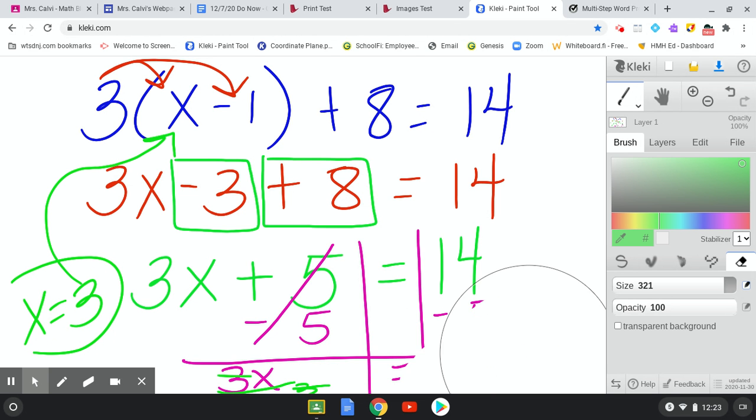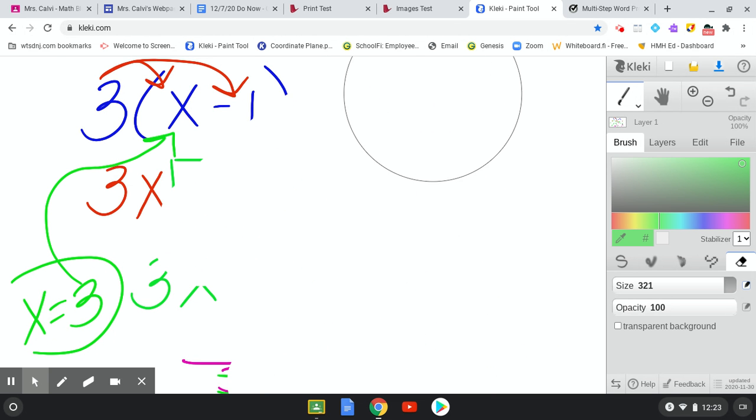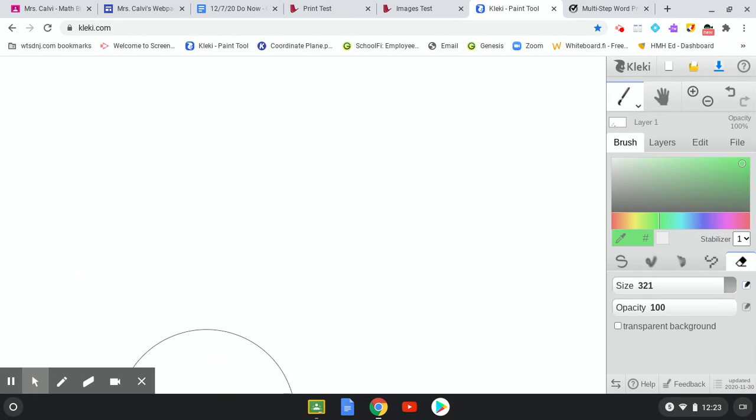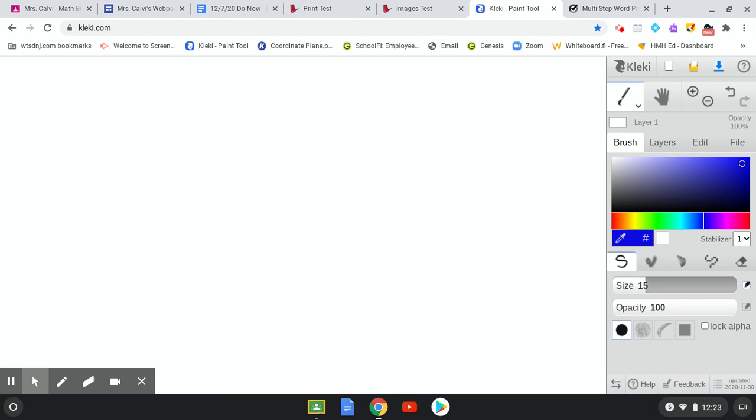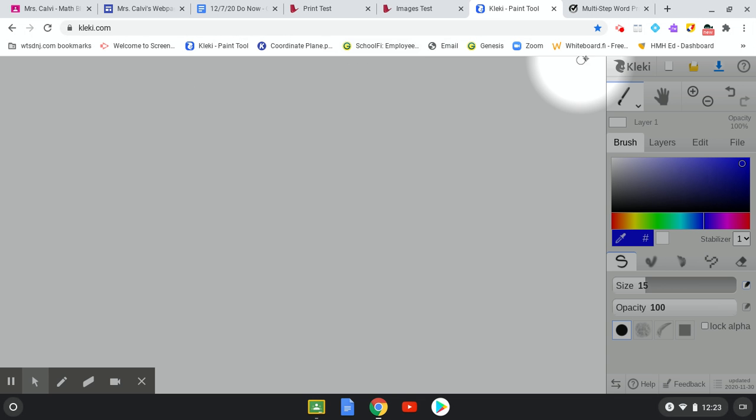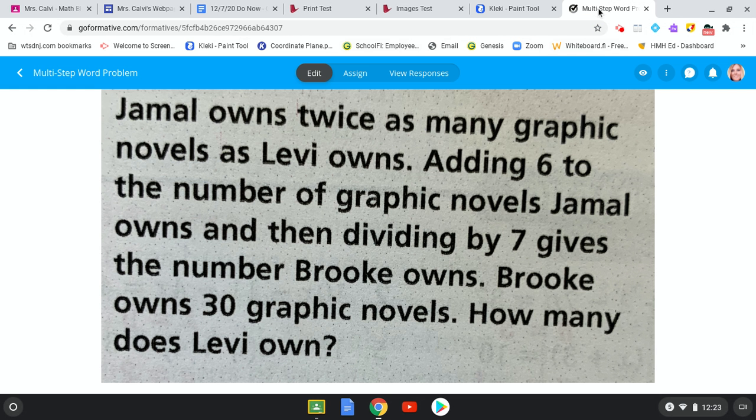All right. Now we're going to do a word problem. Word problems you need to really pay attention to because there's a lot going on in them. So first thing, let me go to where the word problem is.